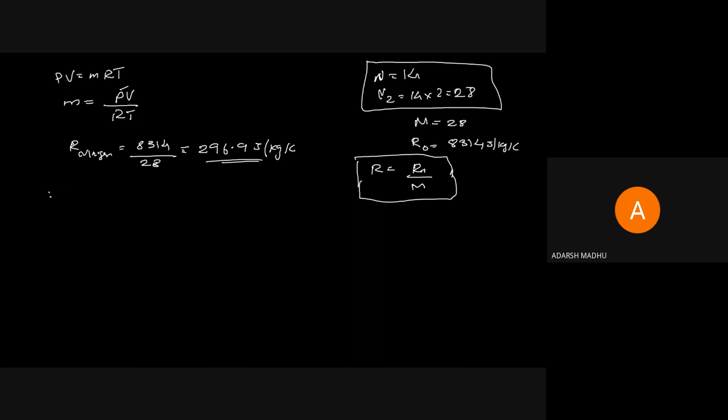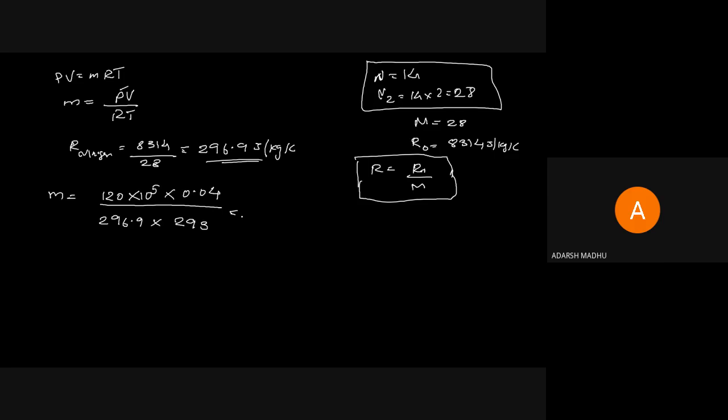Substitute the value here and find the amount of nitrogen. Pressure is given, that is 120 bar, 120 into 10⁵. Volume is given, that is 0.04 meter cube, divided by RT. R is R of nitrogen, 296.9, into temperature is given as 293. It's a very simple question to find the mass of nitrogen. The only equation we are using is PV equal to MRT.